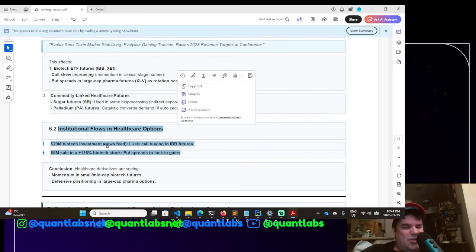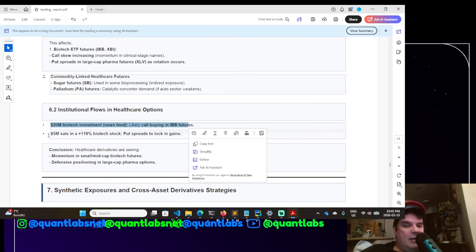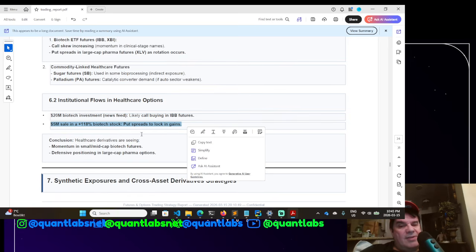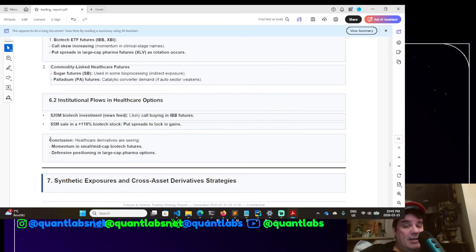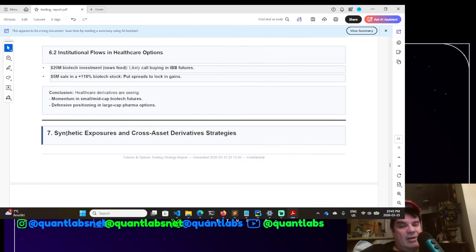Here's the other juicy stuff you want to know: institutional flow into healthcare options. $20 billion biotech investment, likely call buying in IBB futures. $5 million in a 110-plus percent biotech stock. Put spreads to lock in gains. Okay, they're telling you exactly what they're doing. I just don't understand. I really don't.